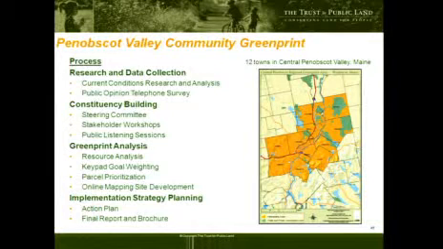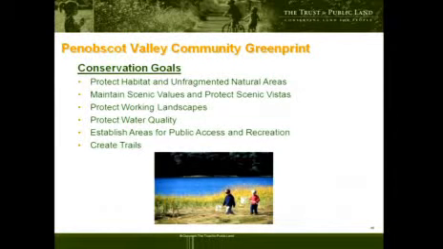And the first thing that we wanted to know is, what are the things that you care about? And what they came up with were 6 different conservation goals: habitat, scenic values, working landscapes and farms, protecting water quality, public access and recreation, and trails. So those were the 6 areas that we were going to have to figure out how to prioritize in coming up with an eventual work plan.